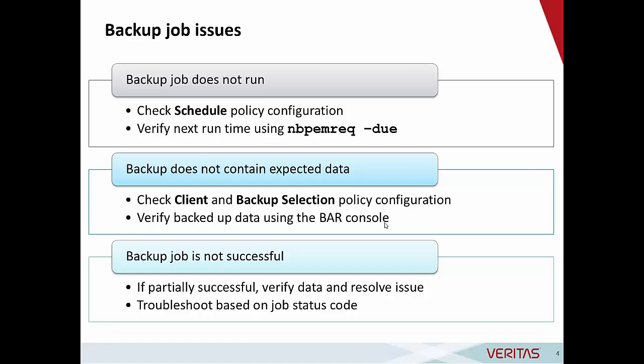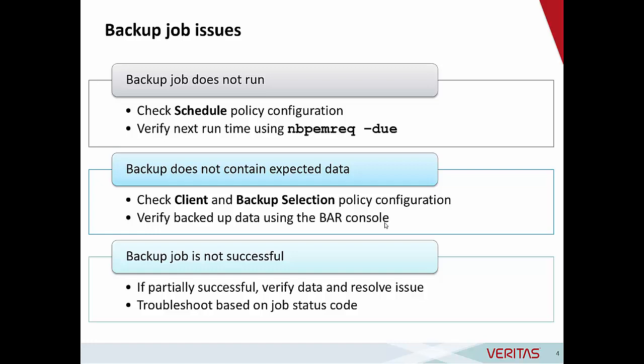Remember that the frequency and the start window work together to determine when your backup job is going to run, and that the NBPemrec utility can be useful for predicting the next time NetBackup is going to run a schedule. I think that this schedule is going to run next Wednesday at 3:30 p.m. Let's check with NBPemrec and see if NetBackup agrees with me, and if not, why not?